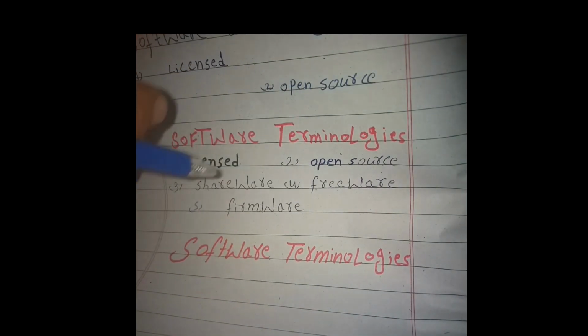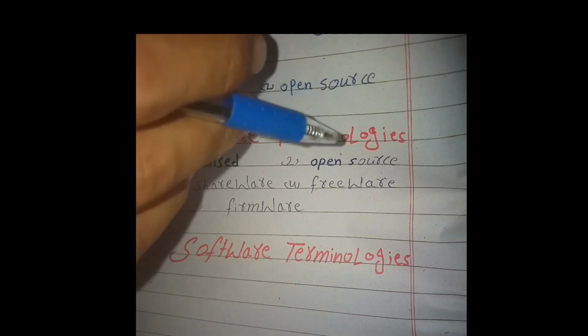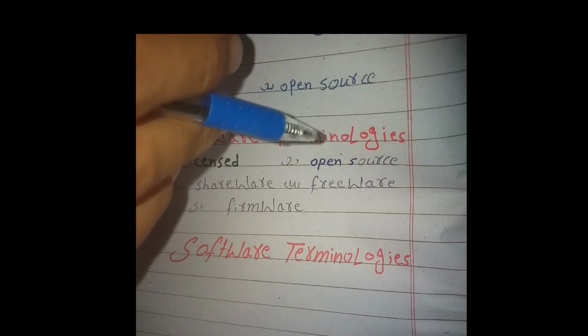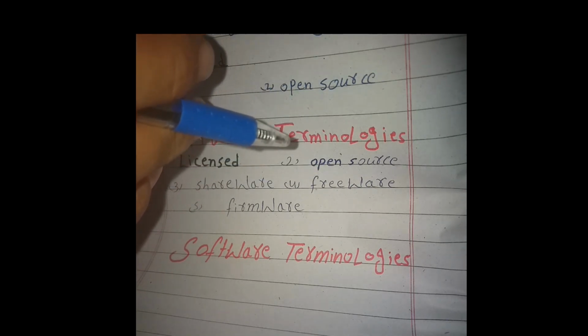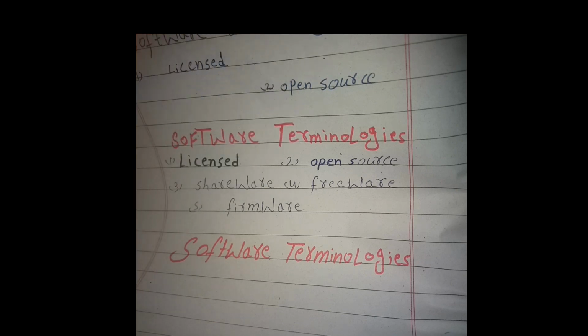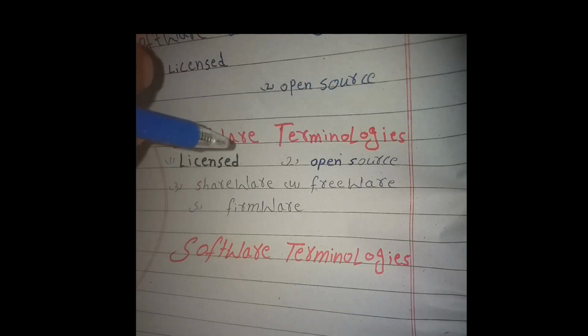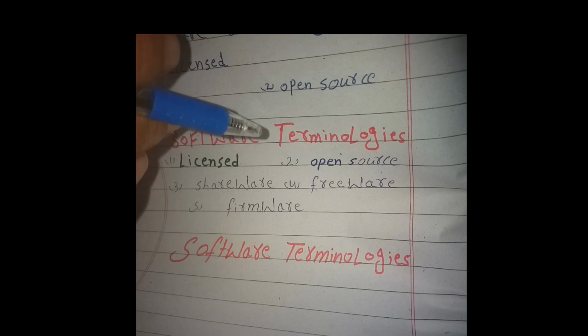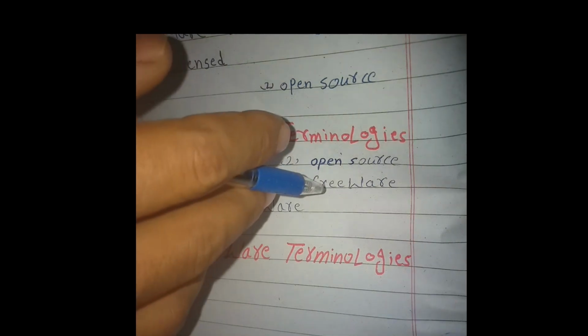Fourth, freeware. Freeware software. What is freeware software? The term freeware refers to free software. It is computer software available to the user at no cost or for an optional fee, but usually with one or more restrictions on the user, like copying, distributing and making derivative works of the software. This is the freeware software.